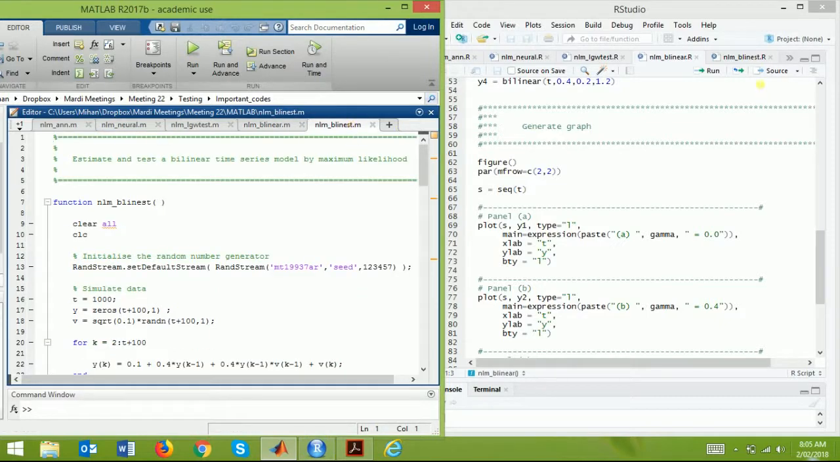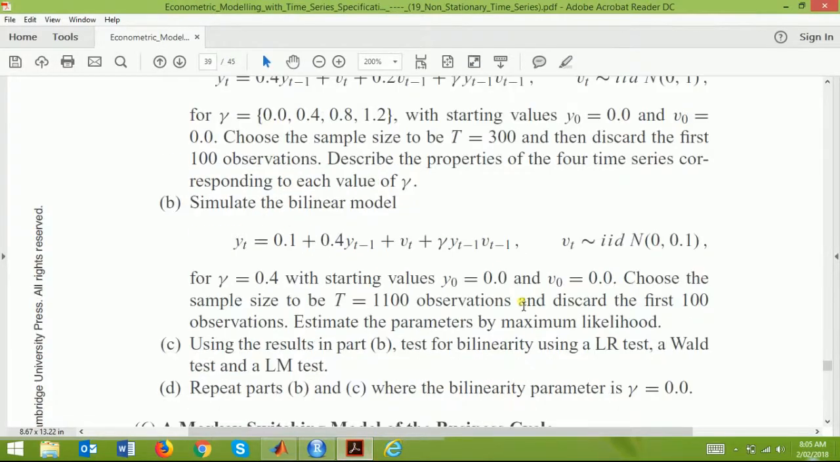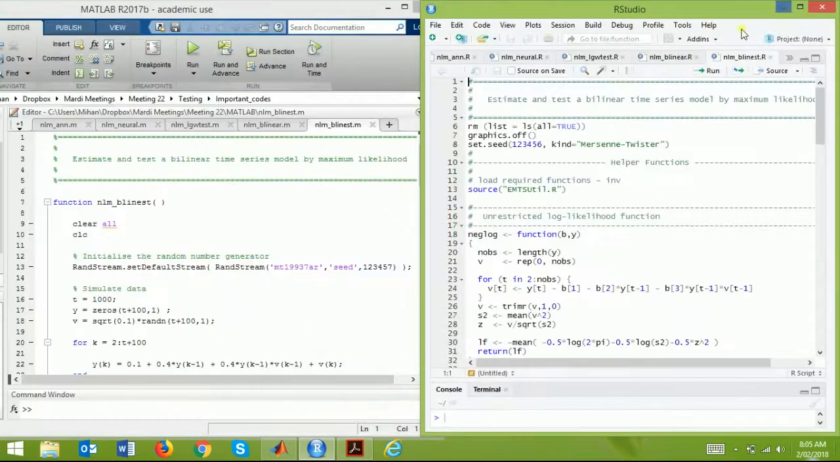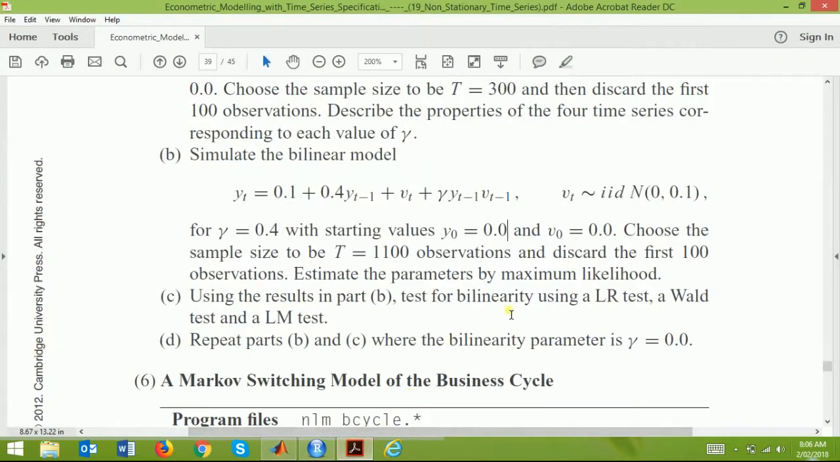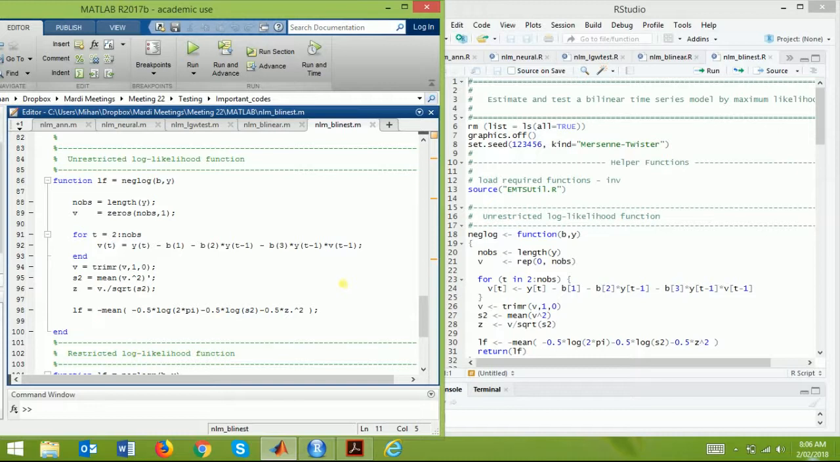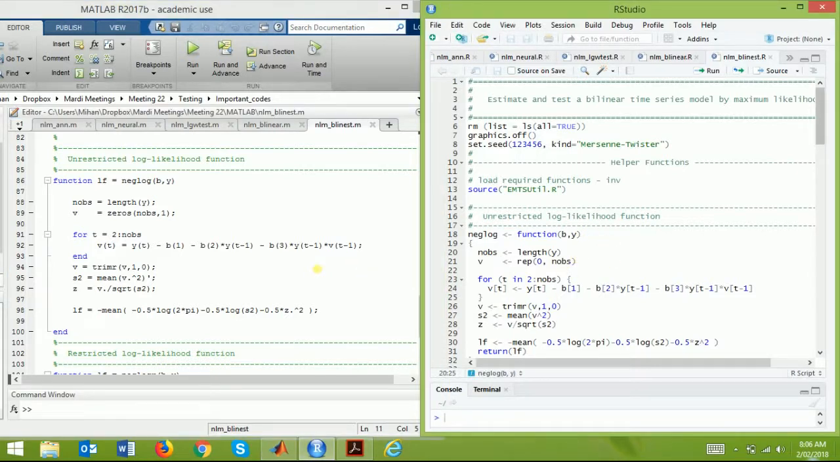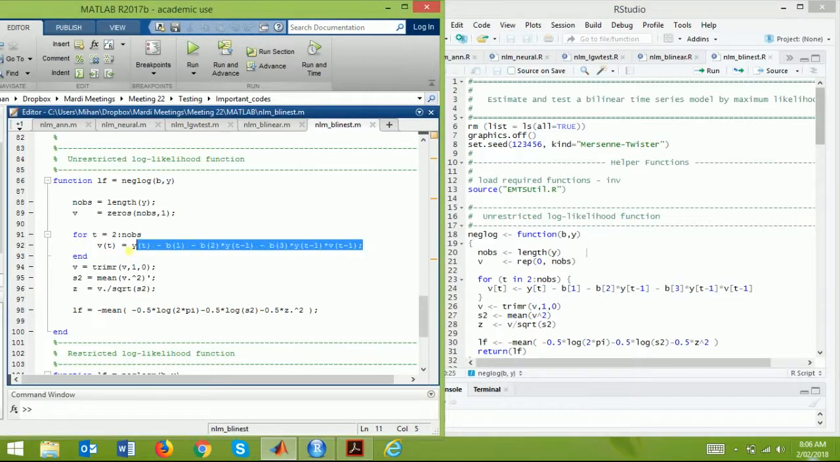Then comes the bilinearity test, which asks us to check if there is bilinearity in the model or not. For the bilinearity test, we will use log likelihood functions. We know the log likelihood function, we just studied that. So we have two log likelihood functions, unrestricted and restricted. For the first one, the unrestricted, we have the whole residual equation. First define the equation, then put that into the loop, from 2 to the number of observations.